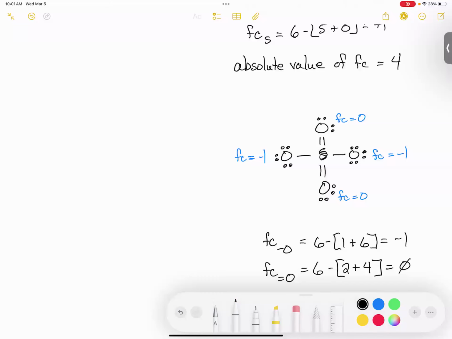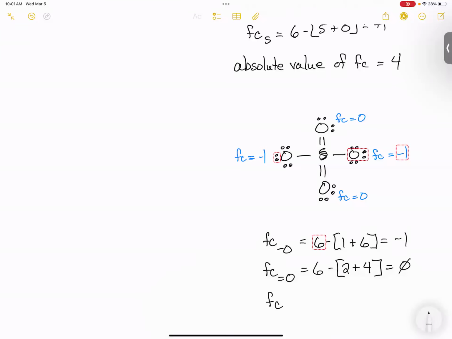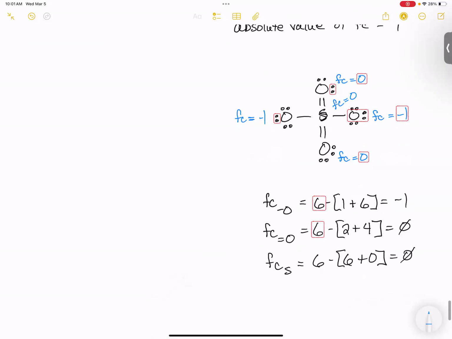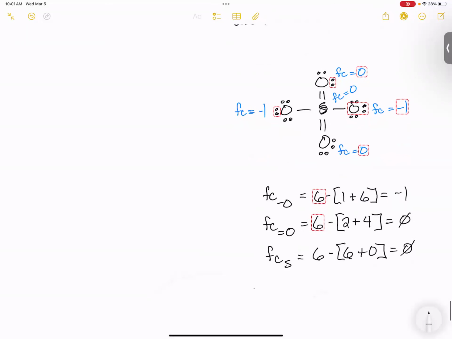Now our sulfur. The formal charge on the sulfur is equal to 6 valence electrons minus 1 for every bond. It has 6 bonds, and 1 for every dot. It has 0. So it now has a formal charge of 0 as well. So our new structure has an absolute value of formal charge equal to 2.